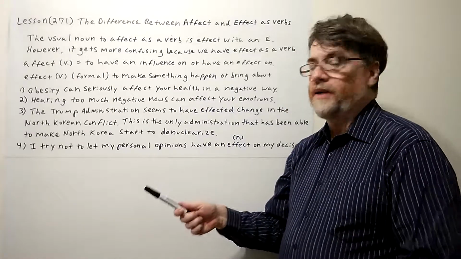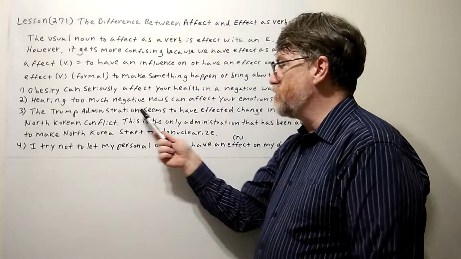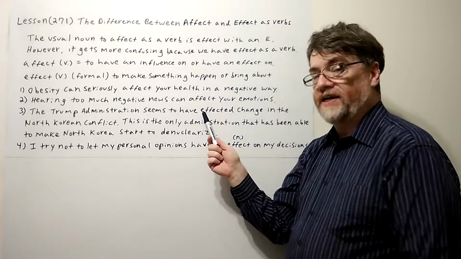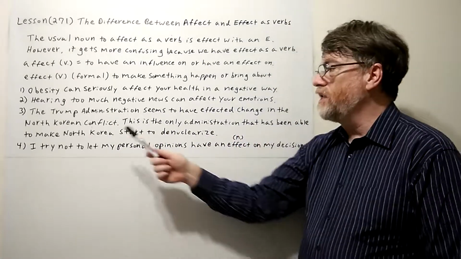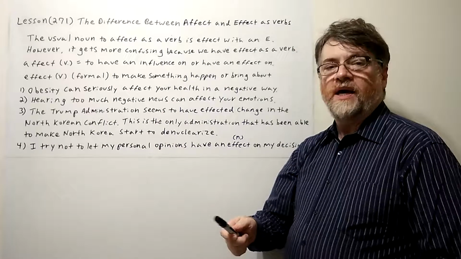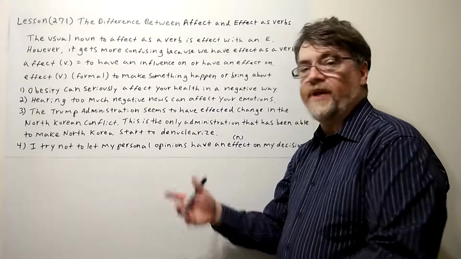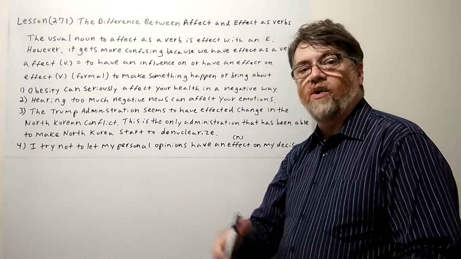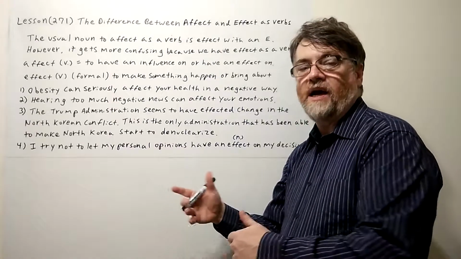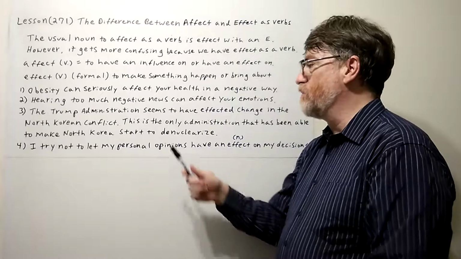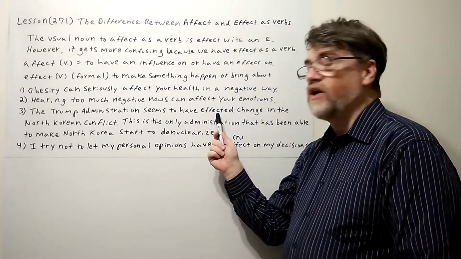All right, let's look at number 3. The Trump administration seems to have effected change in the North Korean conflict. So they brought about change. They caused change to happen. They had a significant role in making this thing come about or happen. That's what we mean by effect as a verb.